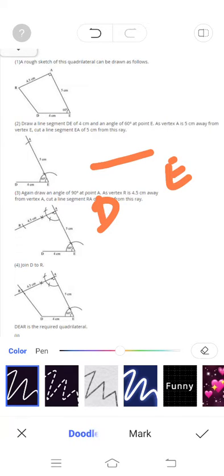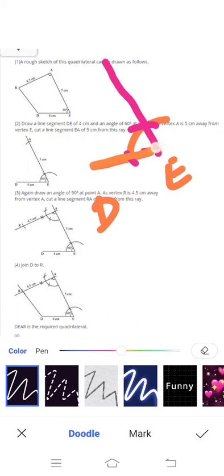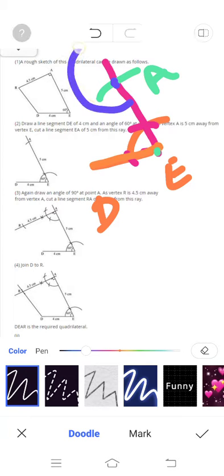So first of all, you should draw a line segment DE of length 4 cm. Then with E as center you should draw 60 degrees. Then with E as center measure 5 cm and cut an arc, name it as A. Now with A as center, with any radius you just draw a semicircle. Then with this intersecting point and the same radius cut two arcs. That is the procedure of 90 degrees.